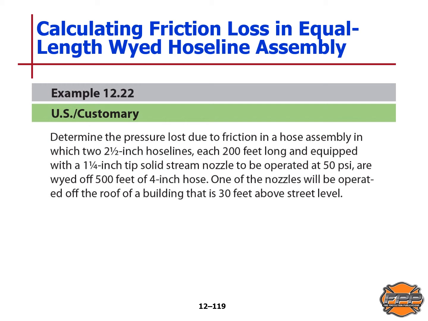Let's look at another example. This is 12.22. Determine the pressure loss due to friction in a hose assembly in which two 2.5-inch hose lines, each 200 feet long and equipped with a 1 1/4 inch tip solid stream nozzle to be operated at 50 psi, are wyed off 500 feet of 4-inch hose. One of the nozzles will be operated off the roof of a building that is 30 feet above street level.